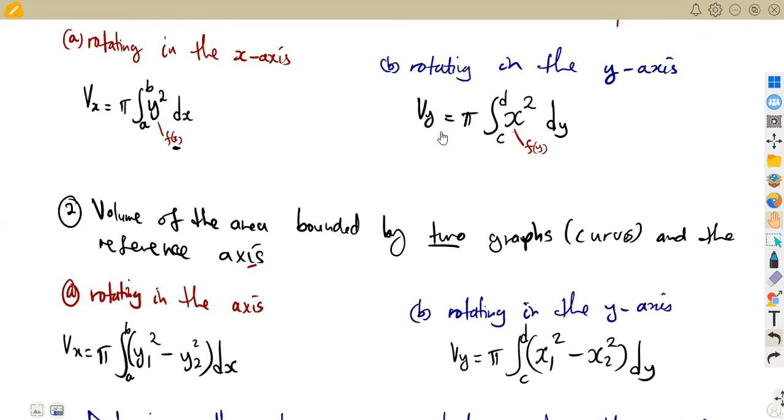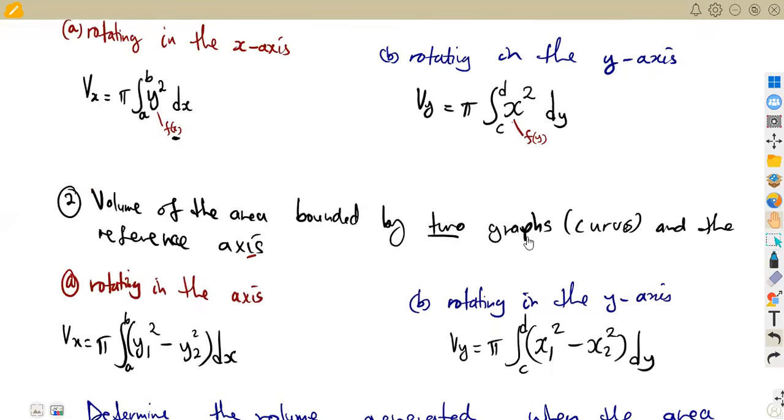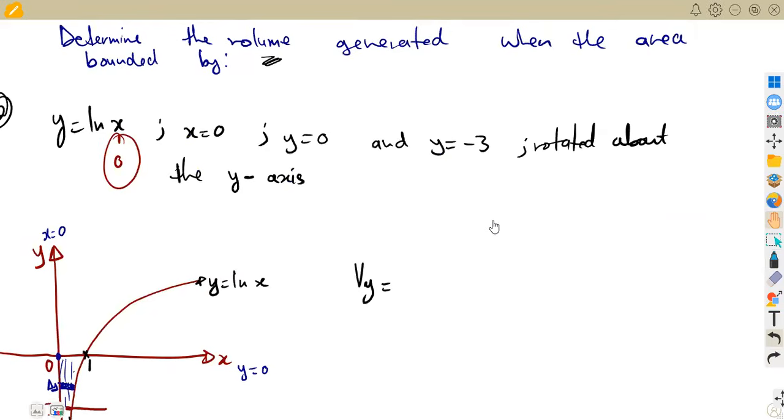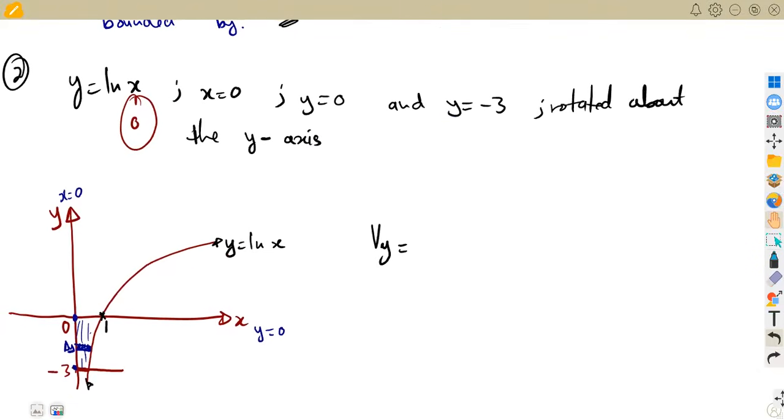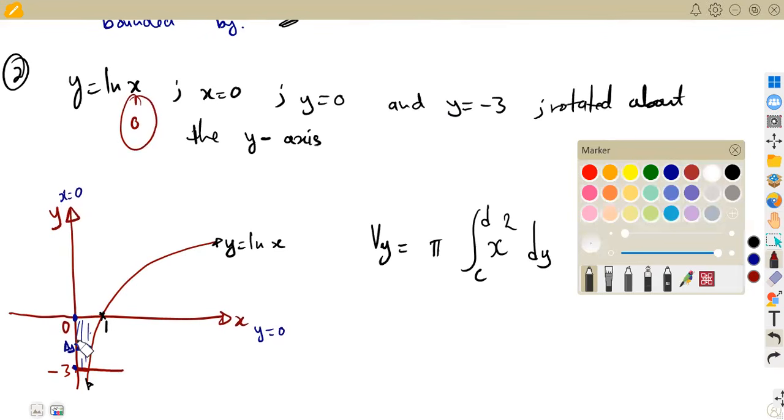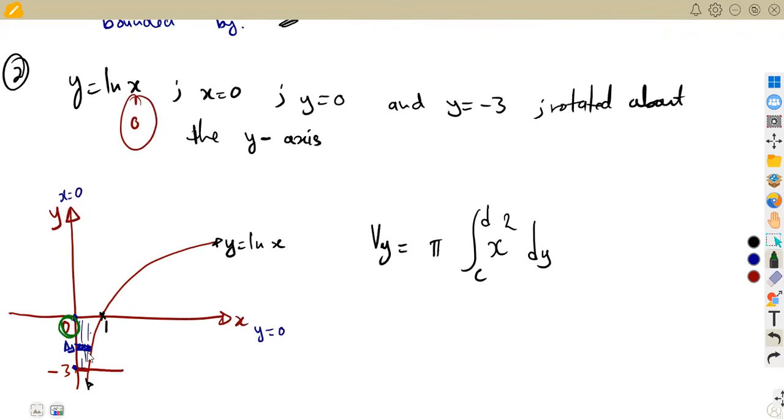So that will be pi integral of x squared with respect to y, our limits being taken between c and d in this case, right? So here we have our formula: pi, the integral of x squared with respect to y with our limits c and d. The limits c and d are the limits that we have in the y-axis. That is, we've got 0 here, and we also have -3. These are the limits. But if we check our equation, it's written y is equal to, not x.